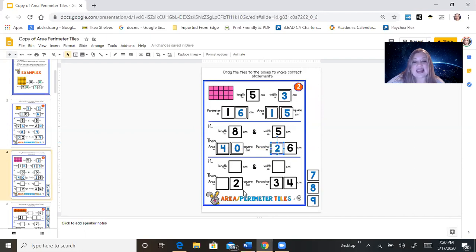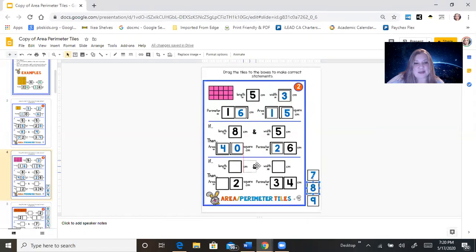And lastly, again, we have this situation where they give us that the area ends in a 2, they give us that the perimeter is 34, but we don't know the length and the width. So we need to think through what things can we multiply to get something with a 2 at the end. 7 times 8 is 56. That doesn't have a 2 in the ones place. 7 times 9 is 63. Again, that doesn't work. But 8 times 9, similar to last time, does work.